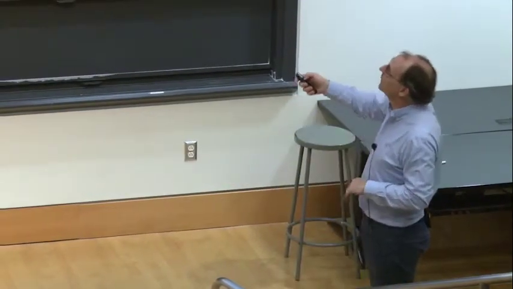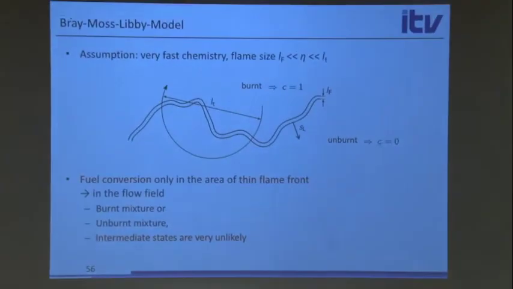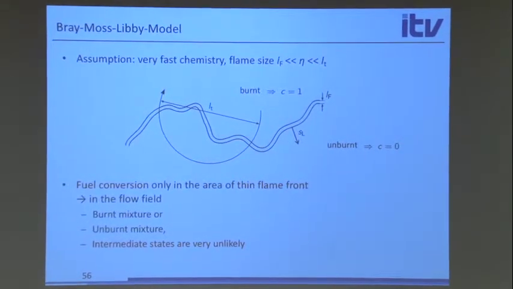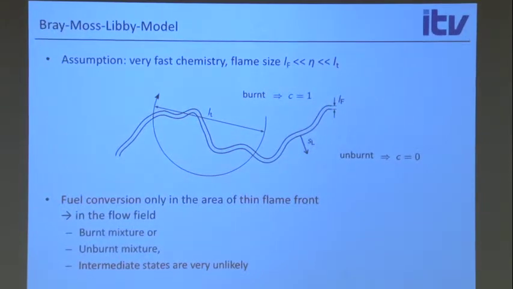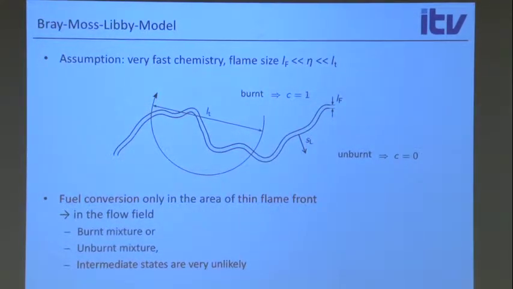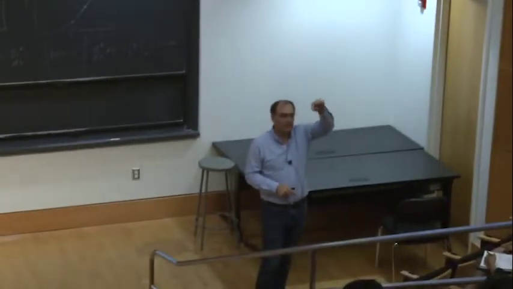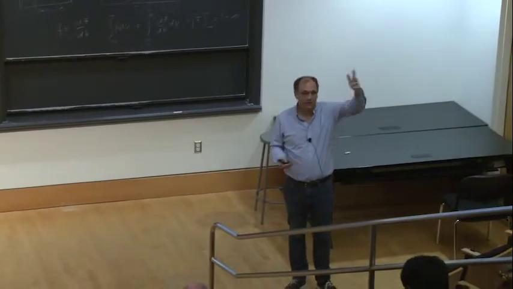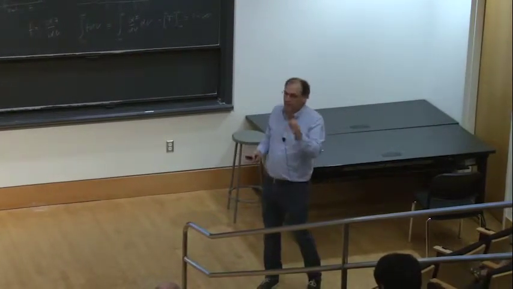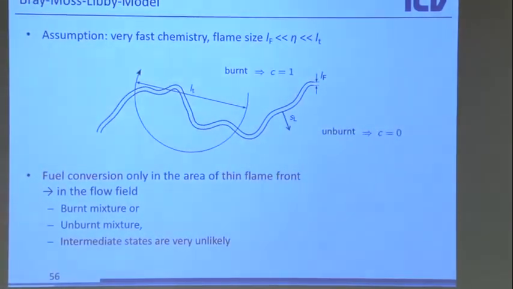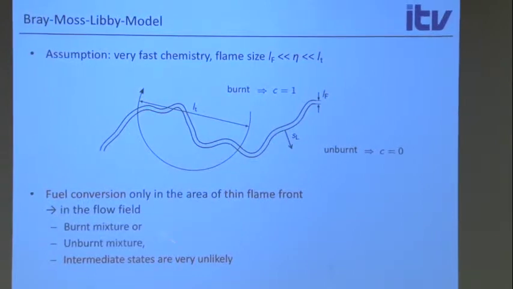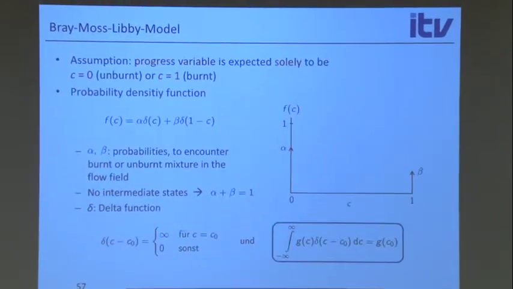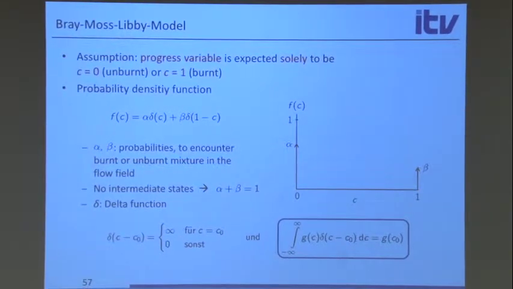If the flame is infinitely thin, then in the burnt, the progress variable is 1. In the unburnt, it is 0. And there's no other possible value of the progress variable. If the flame is infinitely thin and I do millions of measurements, the probability that I find the value in the flame is 0, because it's infinitely thin. So any measurement I do just gives me a progress variable of 0 or 1, and intermediate states are very unlikely.